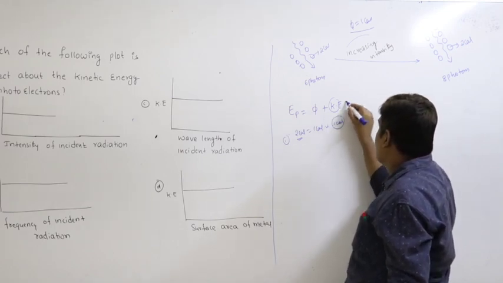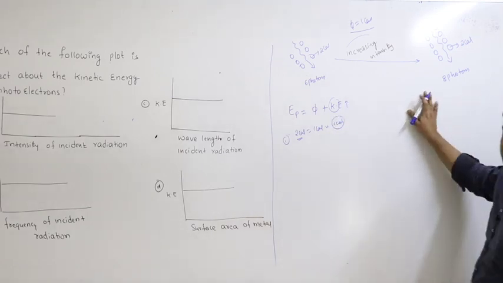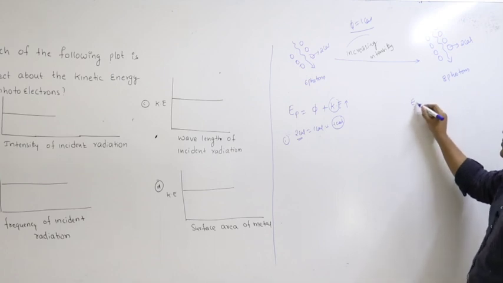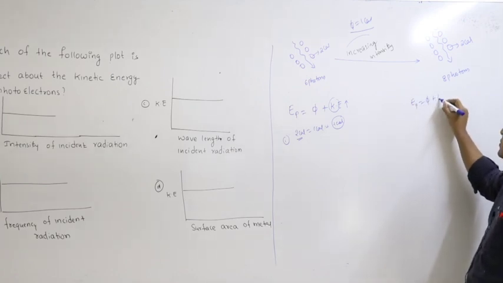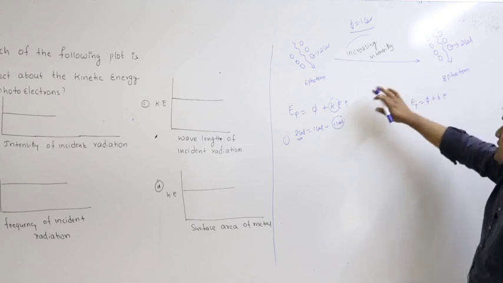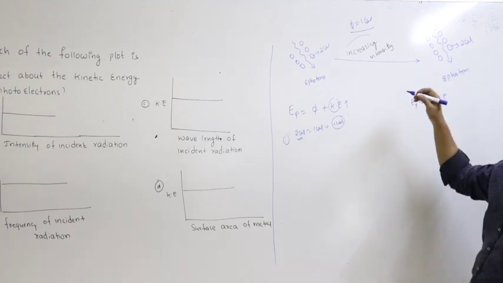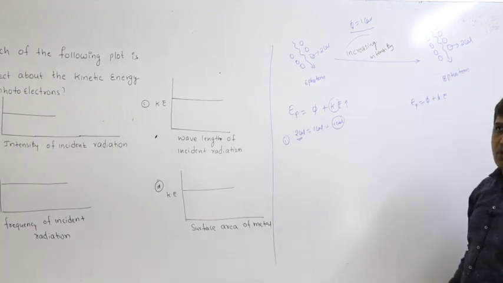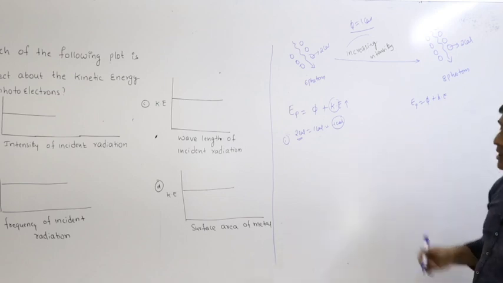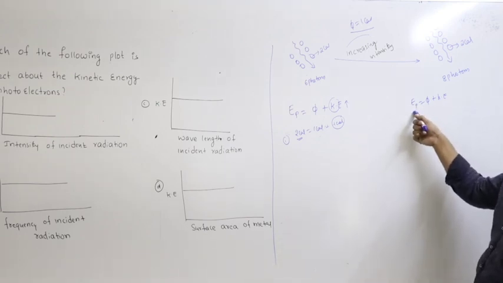This 1 calorie will be utilized. In the case of the second case, the energy of photon equals work function plus kinetic energy. When I increase the intensity, the number of photons increases. So more photons are available, more electrons will be emitted, but the energy of photon will remain the same. Let us see how.